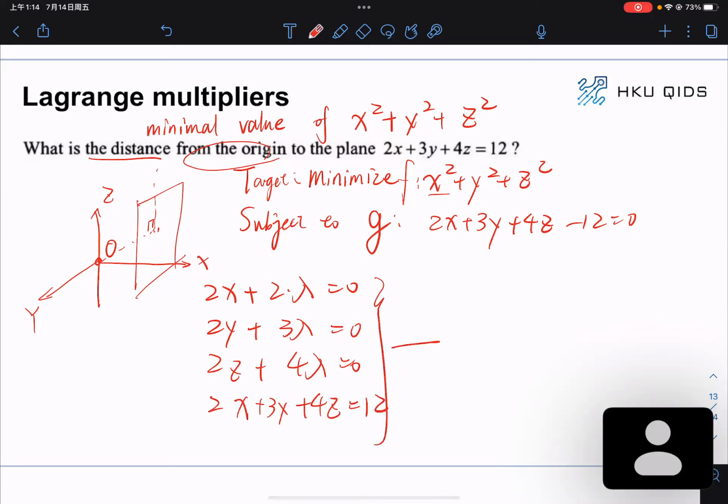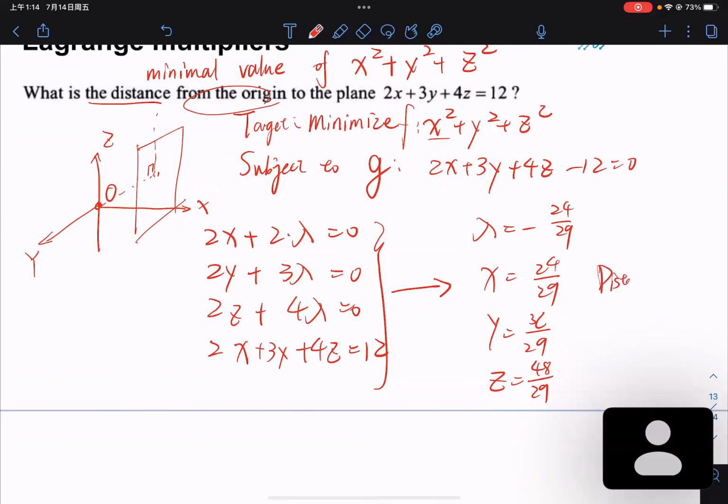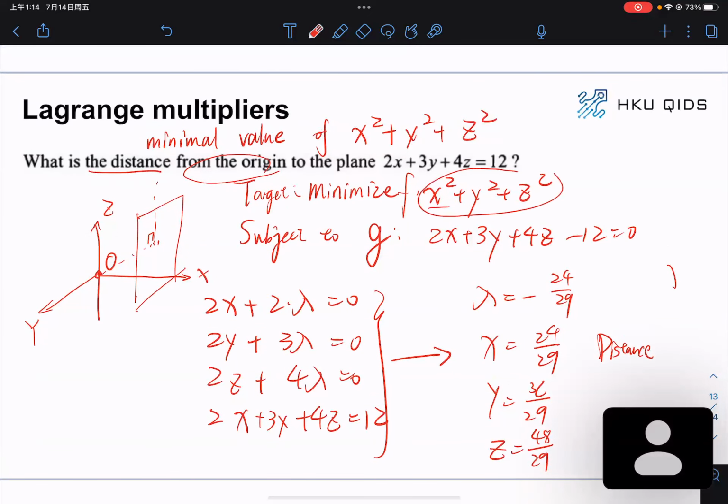And we combine these four together. We're going to have lambda equals negative 24 over 29, x equals 24 over 29, y equals 36 over 29, and z equals 48 over 29. Okay? And then for the distance, you just need to take all these squares and then take the square root, which is going to be 12 over square root 29.